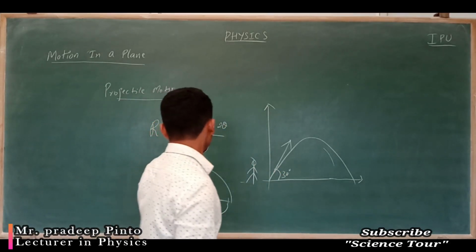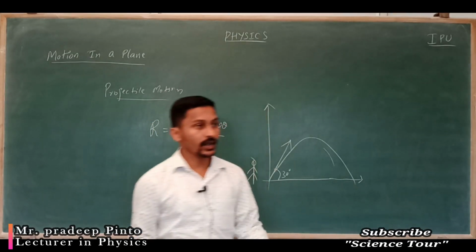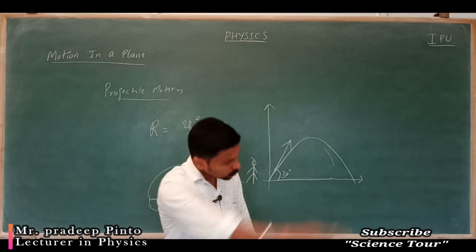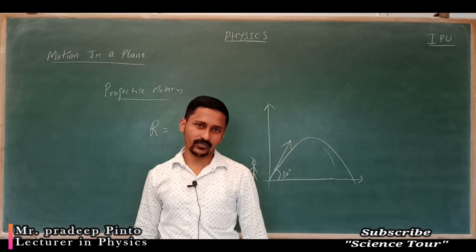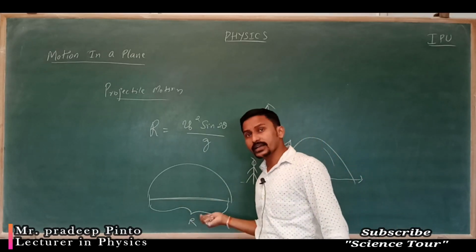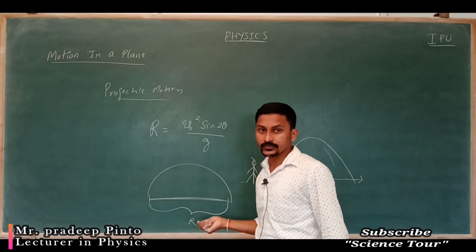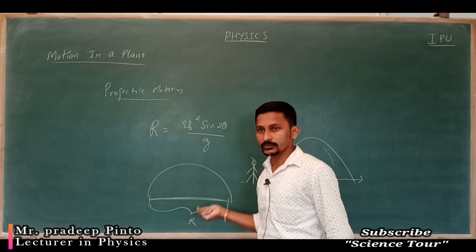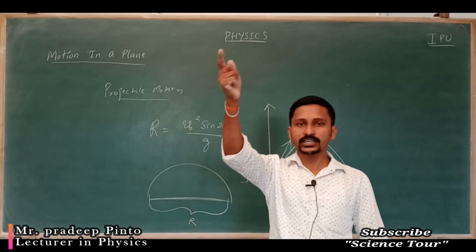When this range is maximum, I get such a situation that I have to throw the object to the maximum distance. What do I have to do? At most I can give a certain velocity. Can I give more velocity than my strength allows? No. What is my strength? I can give only that much velocity.